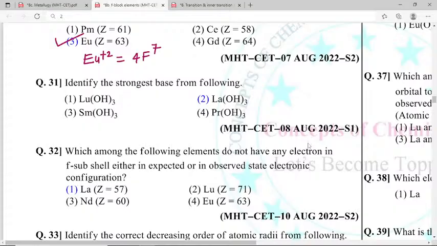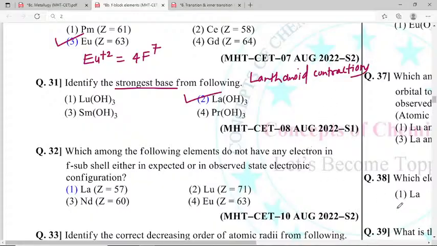Identify the strongest base from the following. Lanthanum. Lanthanum is the strongest base of the following, because of lanthanoid contraction.